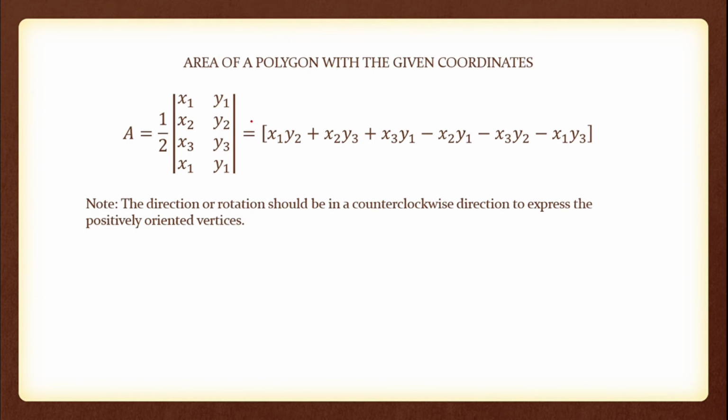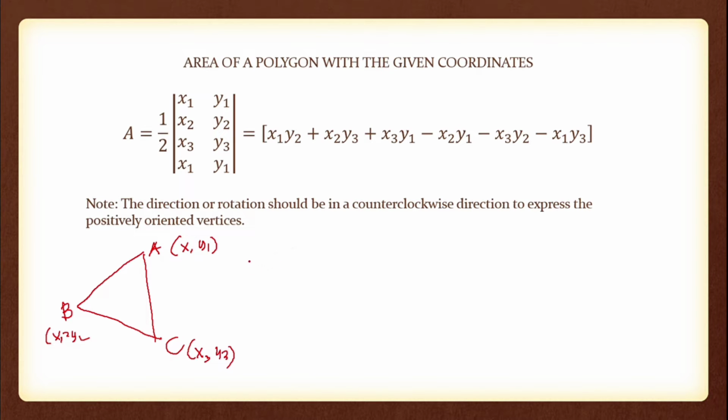This part is very easy because we are just going to follow the matrices. If we have a polygon like this, a triangle with vertices A, B, and C, we need x sub 1, y sub 1, then x sub 2, y sub 2, and x sub 3, y sub 3. To find the area of a polygon, the rotation should be in a counterclockwise direction to express positively oriented vertices.